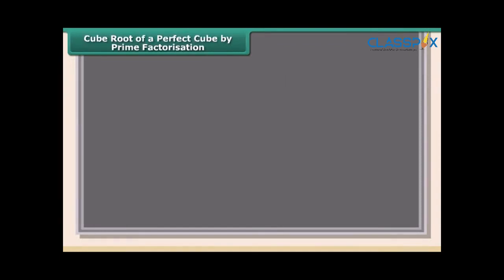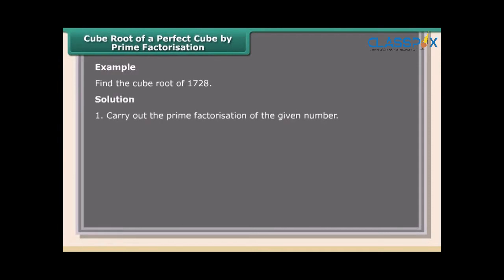Cube root of a perfect cube by prime factorization. Example: find the cube root of 1728. Solution: carry out the prime factorization of the given number.